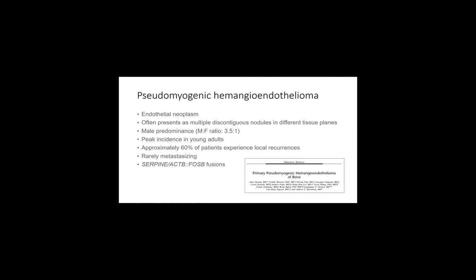And then the last entity I just want to mention is pseudomyogenic hemangioendothelioma. This is a vascular tumor, and patients are usually young males that present with multiple discontiguous nodules in both bone and soft tissue. These have high recurrence rates, but rarely metastasize, and they're characterized by fusions with FOSB. Although these were first described in soft tissue, we now know they can occur in bone. And when they do, they frequently have giant cells. So this is an example of a pseudomyogenic hemangioendothelioma, where we can see giant cells in the background, separated by or admixed with these interspersed mononuclear cells.